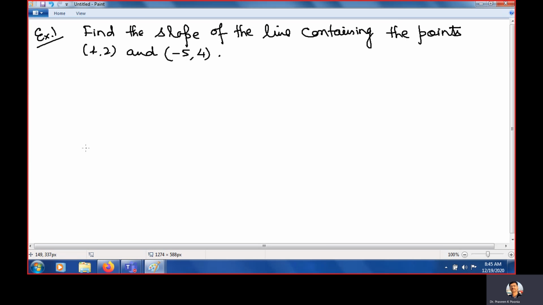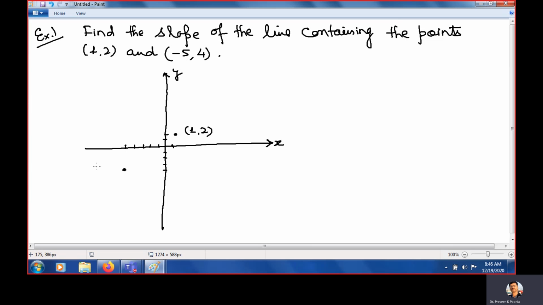So I will explain you two things. This is x-axis. First we will draw these 2 points on xy plane. This is x, this is y. Now 1, 2. This is 1, this is 1, 2. So this point is 1, 2. Okay. Now minus 5. It is minus 1, minus 2, minus 3, minus 4, minus 5. It is here. 4. 1, 2, 3, 4. This point is minus 5.